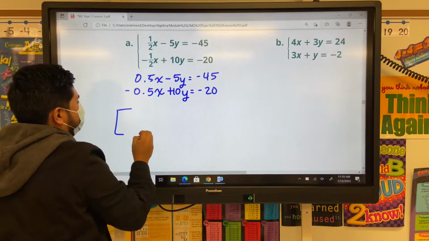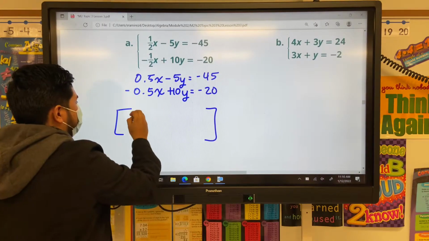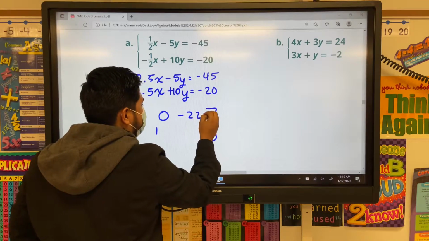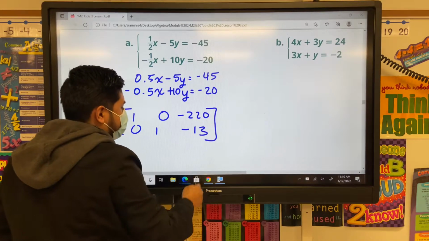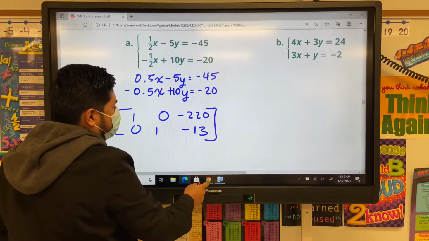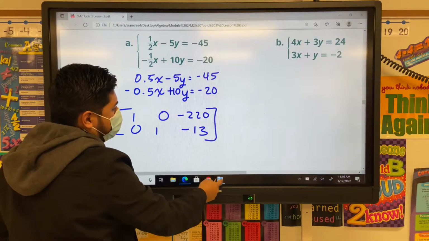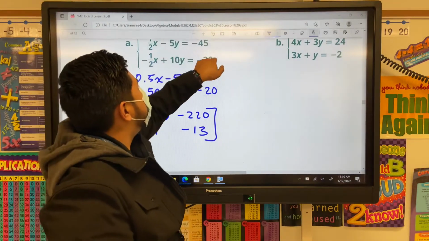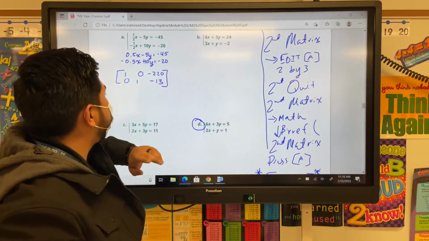I'm gonna draw the whole matrix box just so you can check it out. 1, 0, 0, 1, -220, -13. Gonna double check it just to make sure. Looks beautiful. Gonna zoom out to my notes real quick.